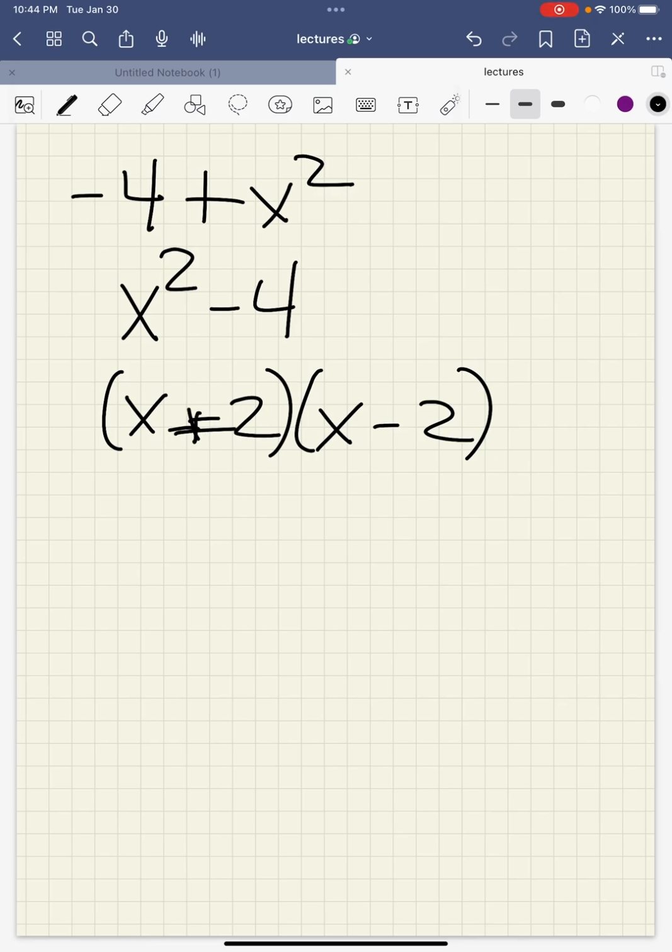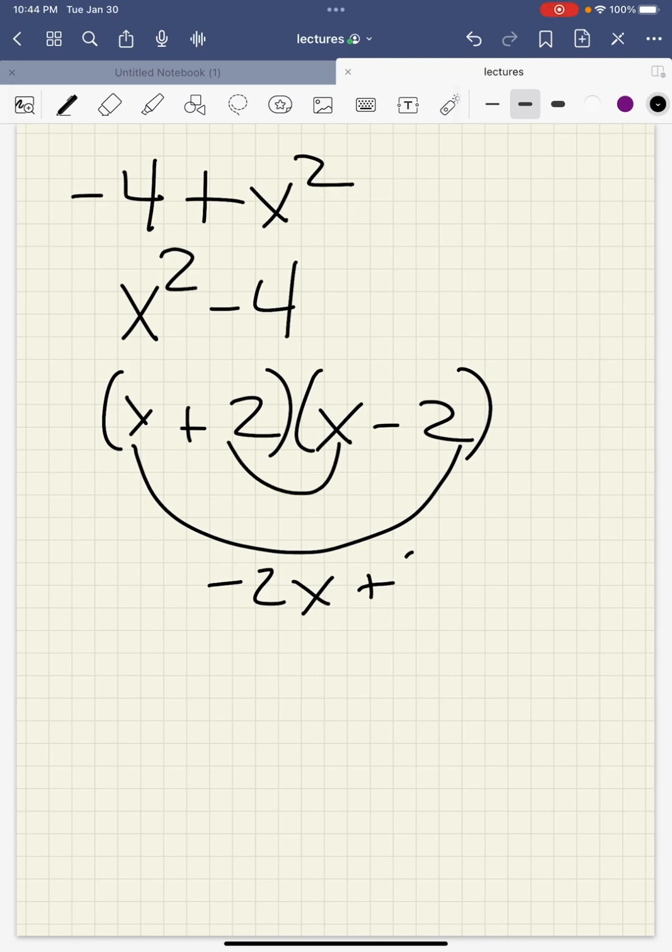And the reason this works is that when you multiply the outer, you get negative 2x. When you multiply the inner, you get positive 2x. And that cancels each other out. So all that you're left with is the x times x is x squared, and 2 times negative 2 is negative 4. So it's called the difference of two squares.